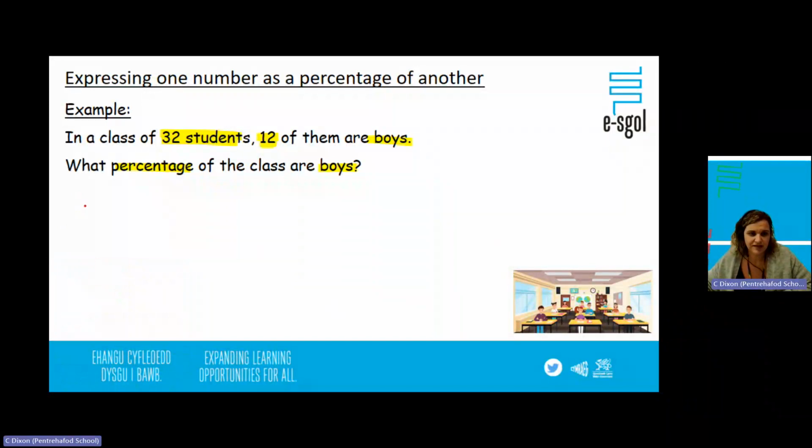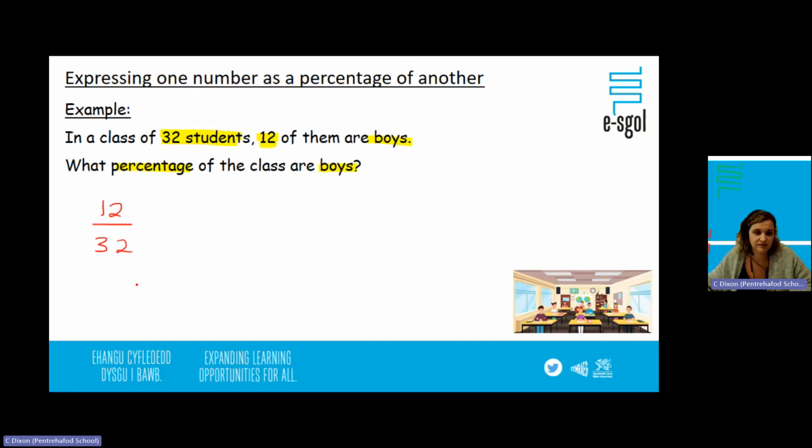So we start in exactly the same way. 12 of them are boys out of 32. Now, this isn't going to go, even if I simplify, I'm not going to be able to get to 100 easily. Okay, so this is a different style. This was like the second method on the success criteria I showed you earlier.